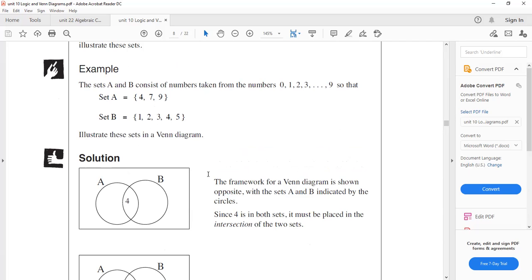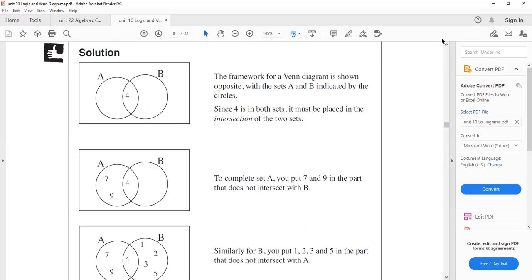Whenever they ask you to draw anything, you start at the intersection. What you'll see here is that set A has four in it, and set B also has four. So what is common to the sets? In this case we just have two sets, but it could be three, four, five, any number of sets. What is common to them, you put in the intersection, which is where set A and set B overlap, right? So you put it there.